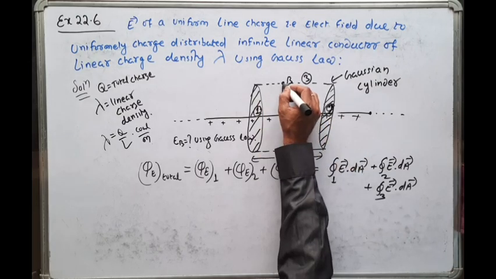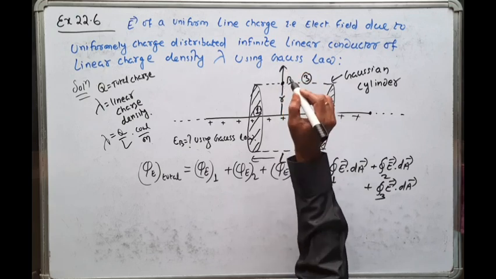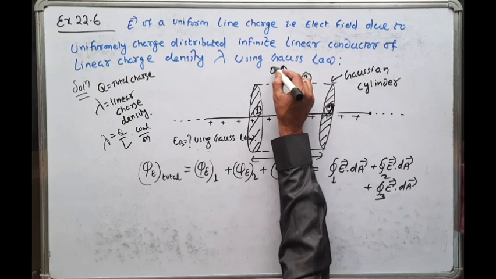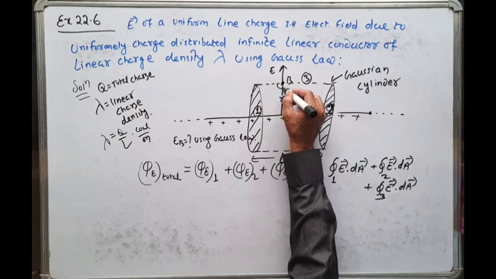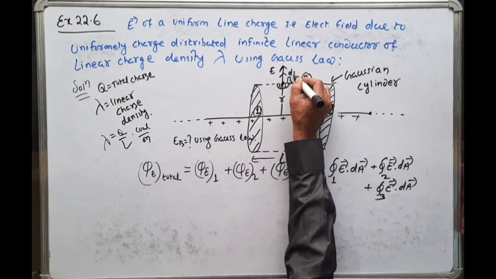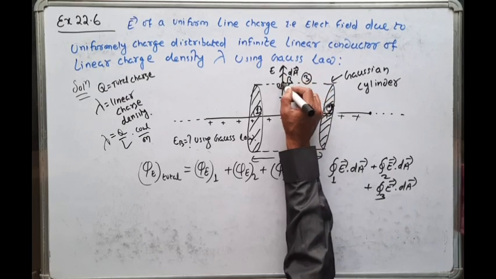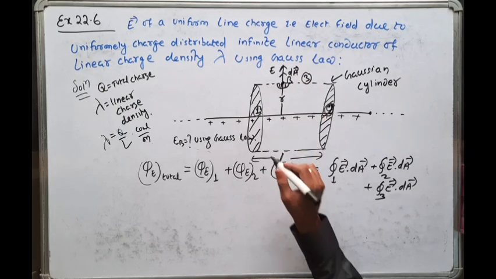Now you see, this is a positive charge. If you take this point, here the electric field intensity is away from it. So this is the direction of the electric field intensity. And if you take a small element here, the area vector is always outward. So at the curved surface, the electric field intensity and area vector are both in the same direction.